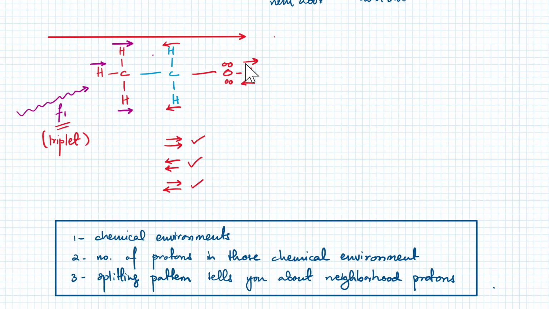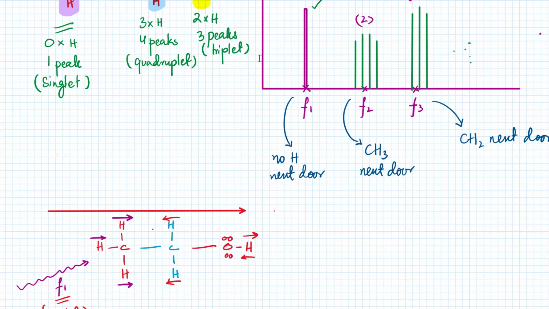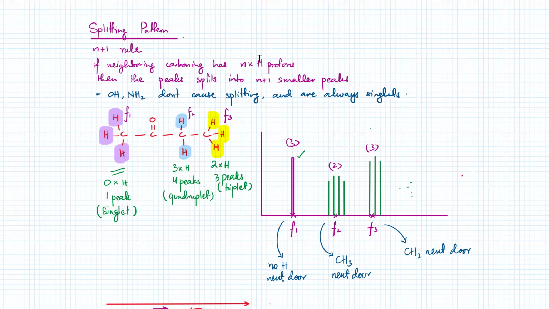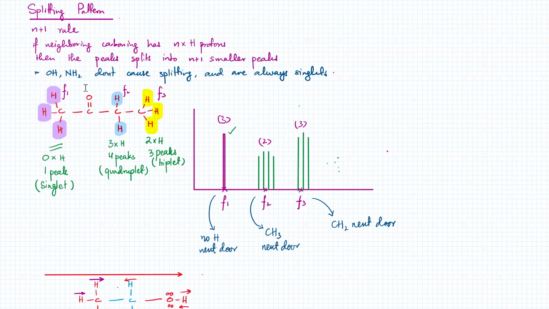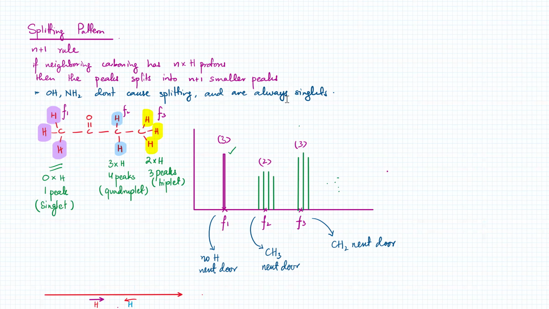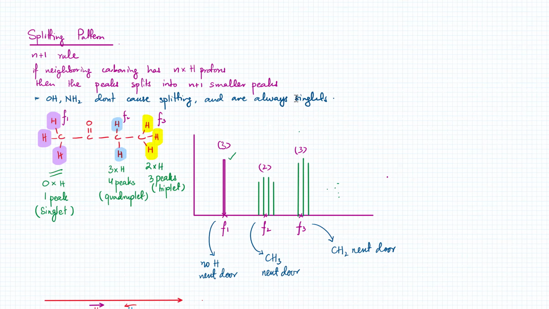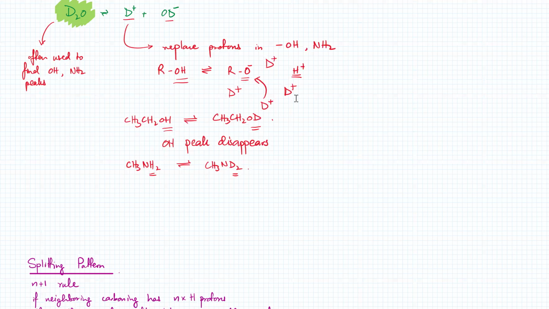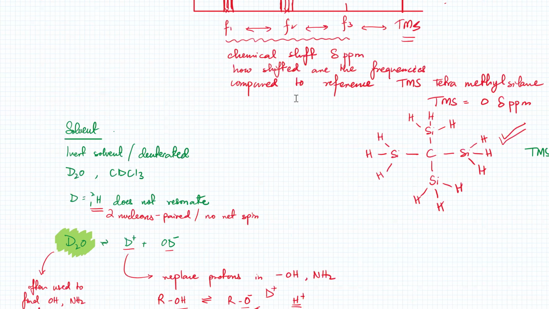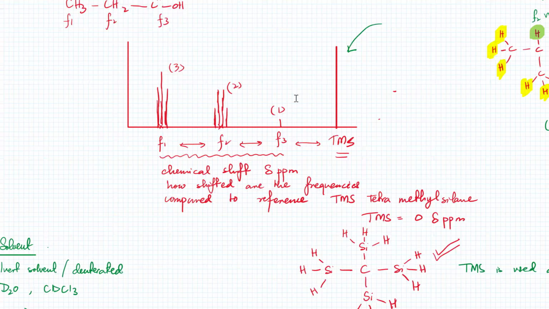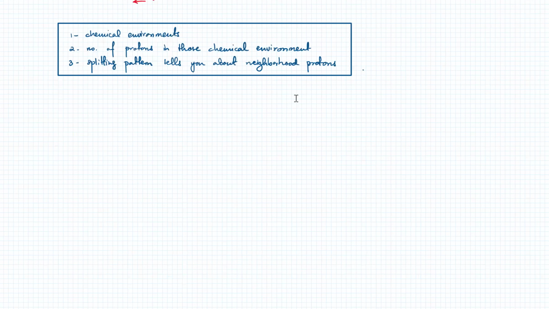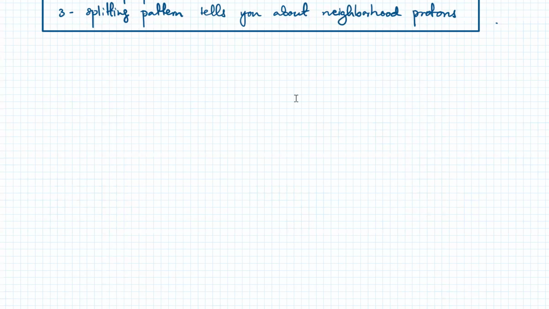Acha, and then the next thing, just a few minor things. One thing that I told you about the splitting pattern was that OH and NH2 don't cause splitting and are always singlets. But there are a few more things which are probably written over here. I'm going to write them down again. They're not that important.